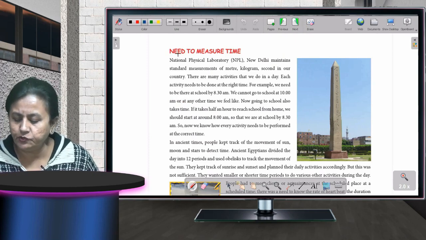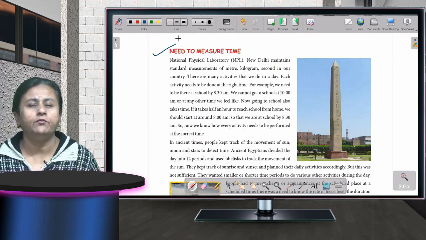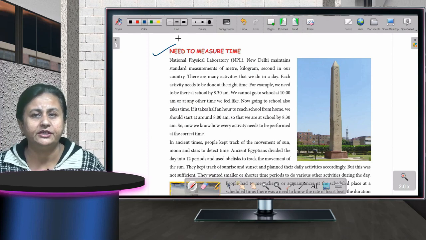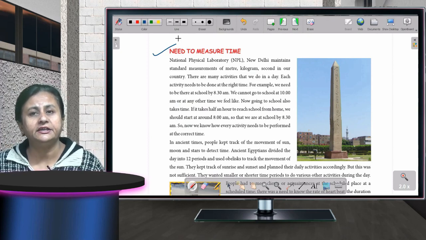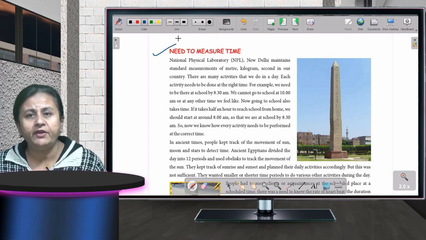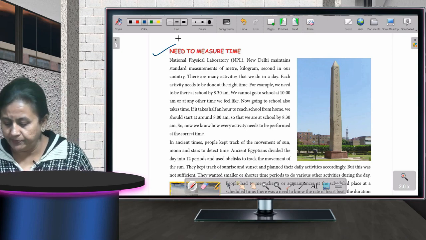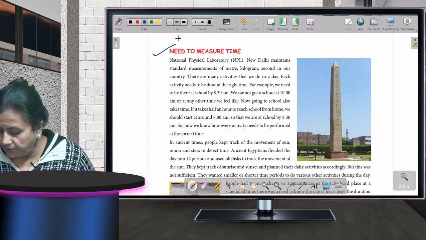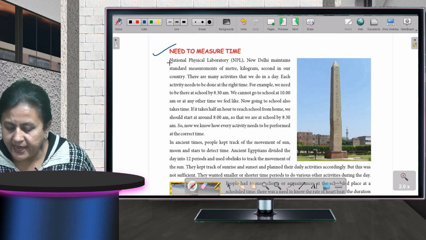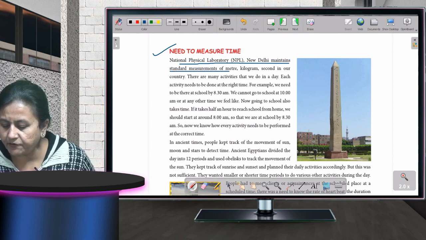Why is there need to measure time? Why? What is the importance? Why do we measure time? So that a given task can be done in a proper way and at a proper time. National Physical Laboratory, New Delhi maintains standard measurements of meter, kilometer, second in our country.